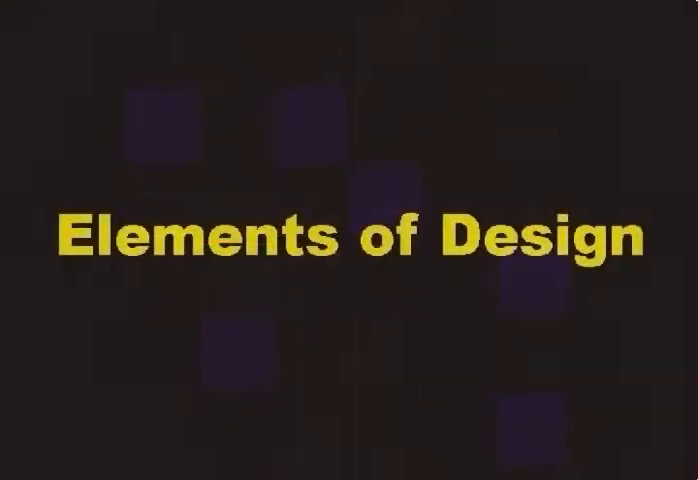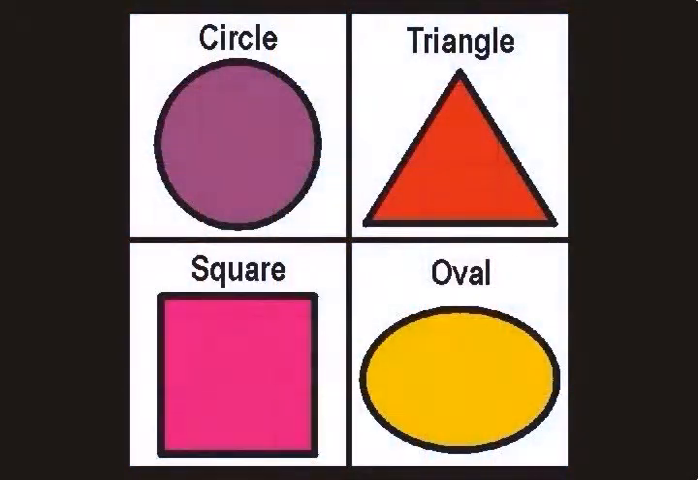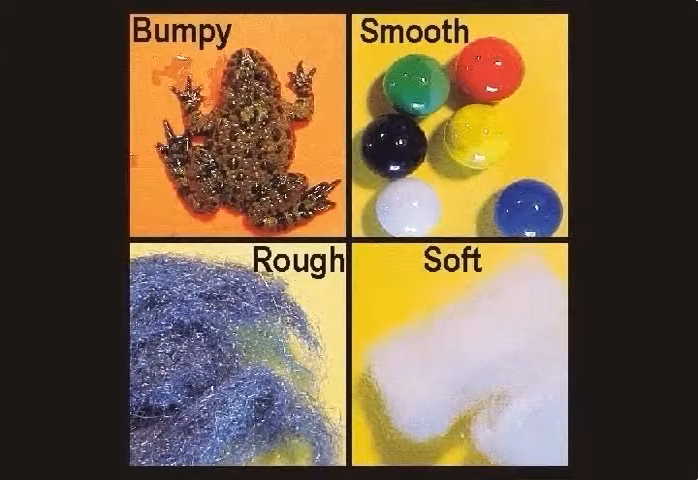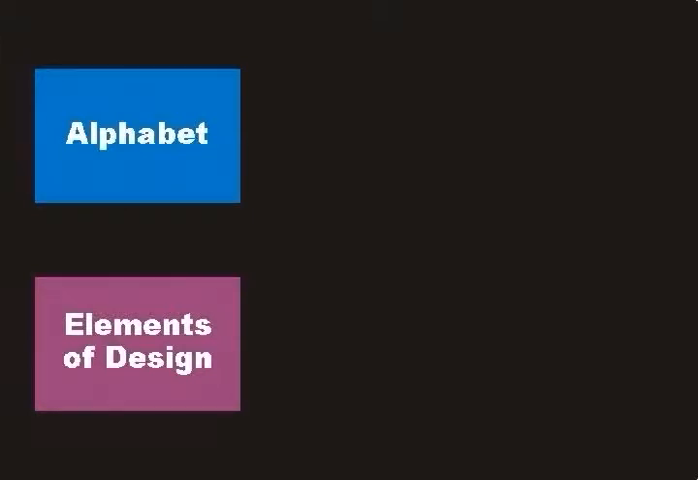But before we can learn to express feelings in artwork, we need some tools to work with. We need some vocabulary. Therefore, we need to know about elements of design. Elements of design are the basic building blocks of artwork. They are shapes, forms, colors, lines, textures, and space. Elements of design are to artwork as the alphabet is to the written language.